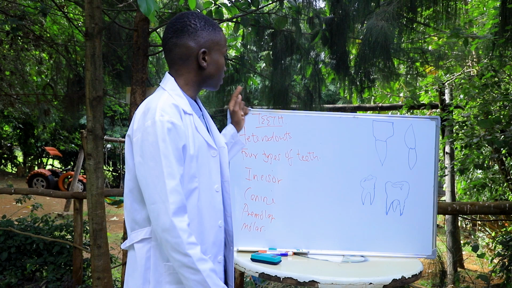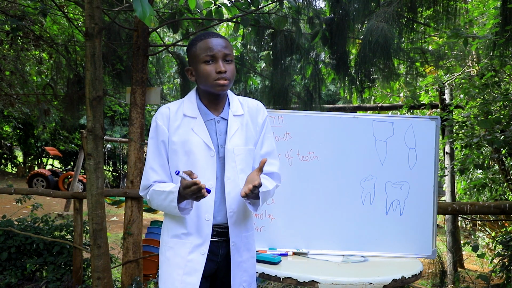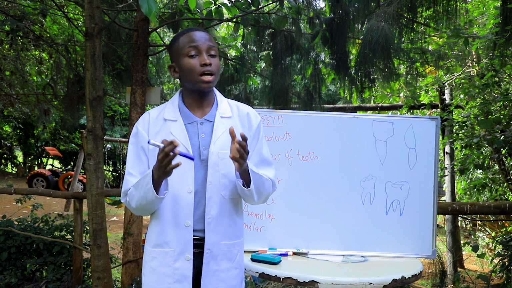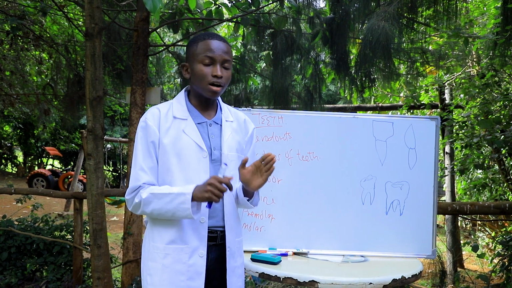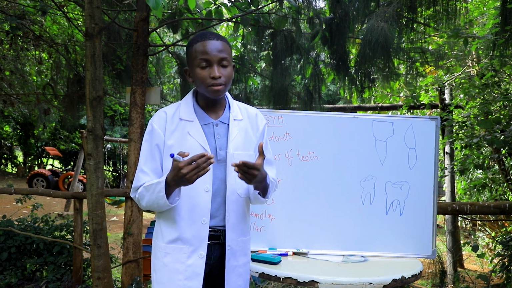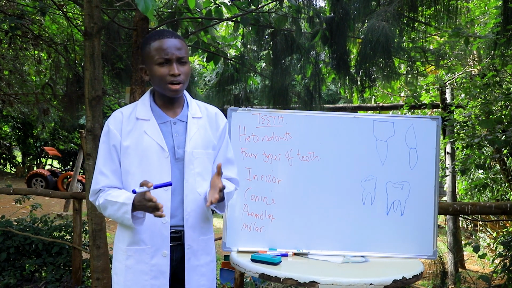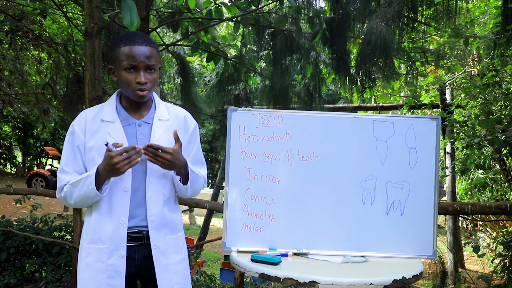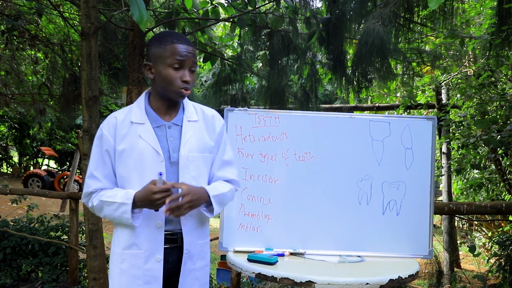Today we'll be talking about teeth. Before we go on, there are two classes of mammals when it comes to teeth: heterodonts and homodonts. Heterodonts have teeth that are different in shape and size, but there are animals that have teeth that are similar, and they are referred to as homodonts. That is just, by the way, a scientific fact that you should know.